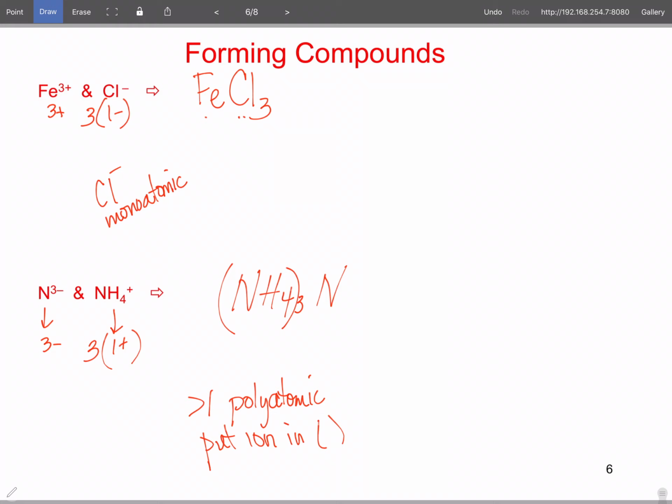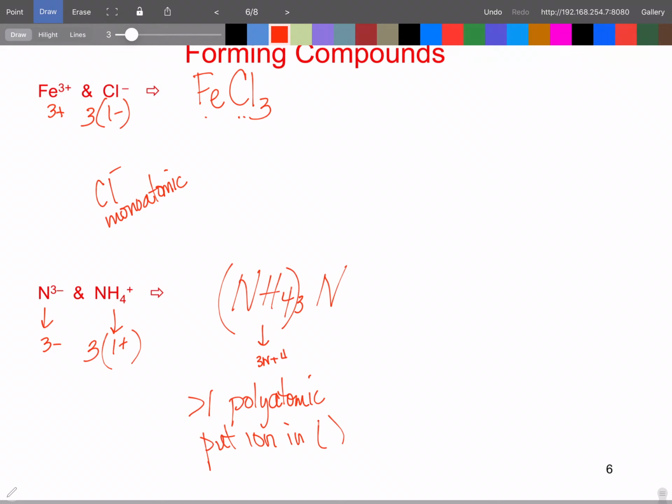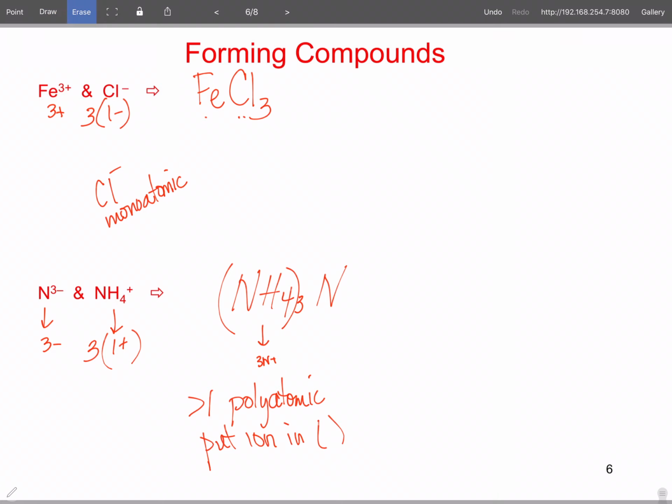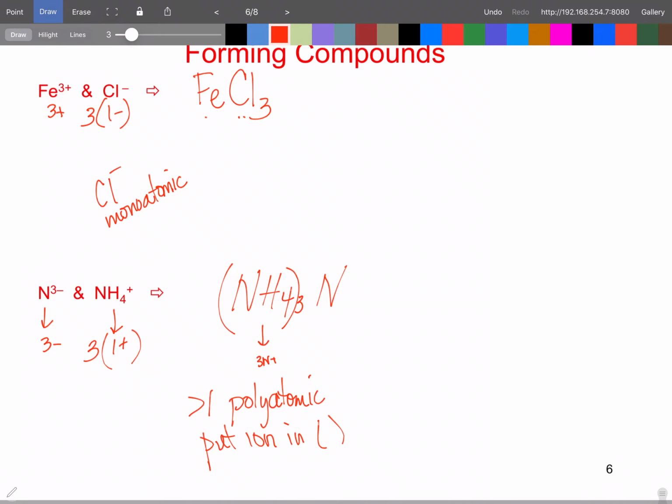So that also means that in this compound, here you're going to have 3 nitrogens plus 4, no, 12. See, if I could do math, life would be better. So you would have 12 hydrogens. More about that as we go. But remember, positive first, then negative, and polyatomics go in parentheses.